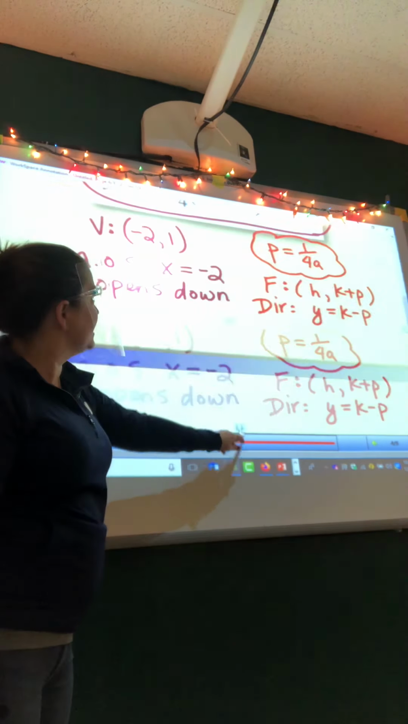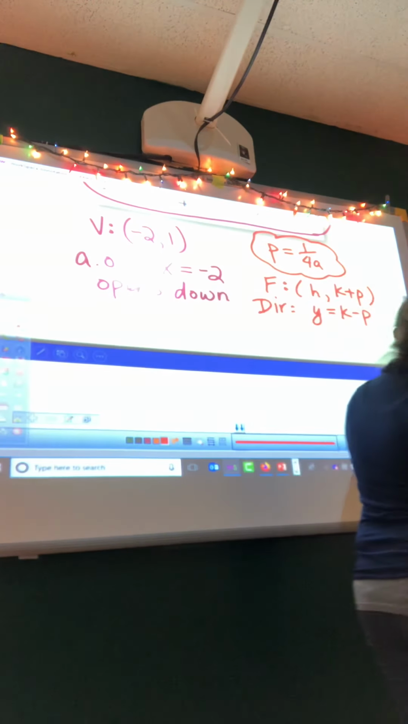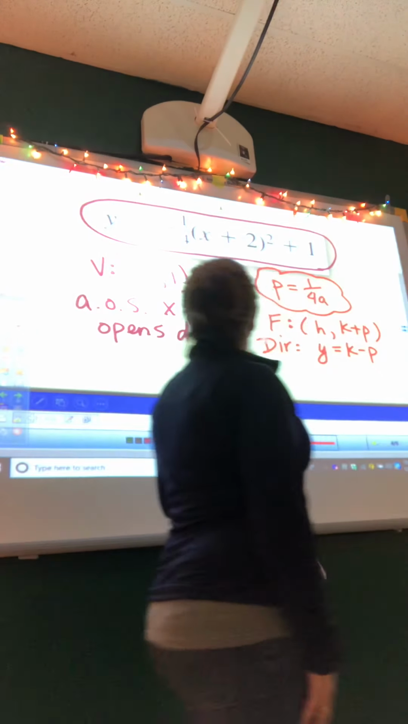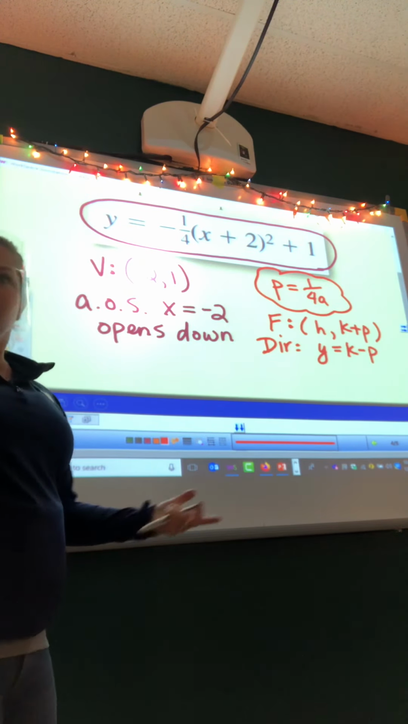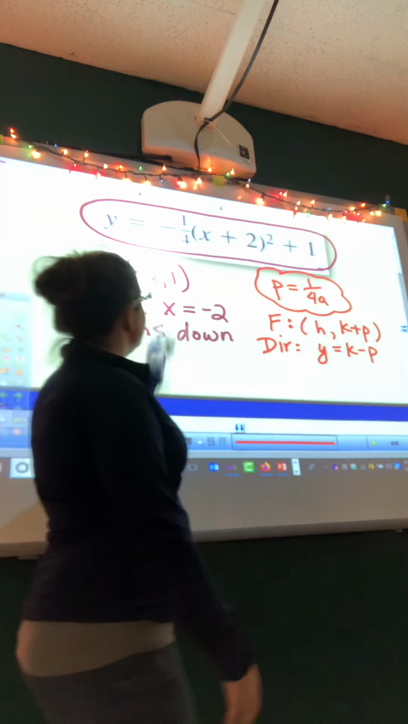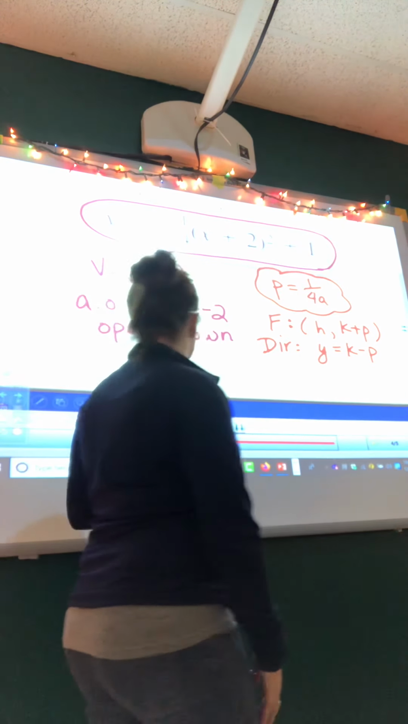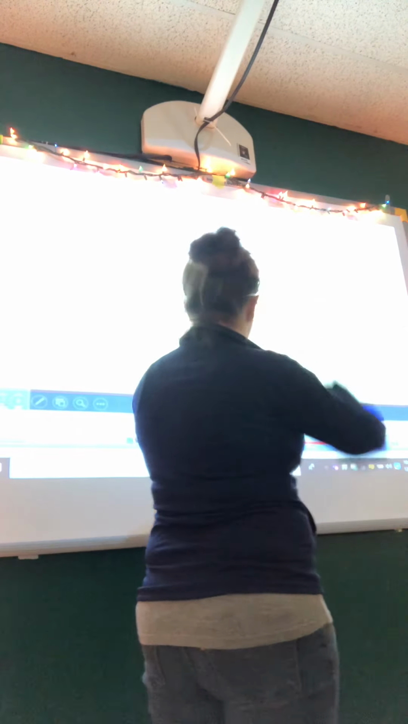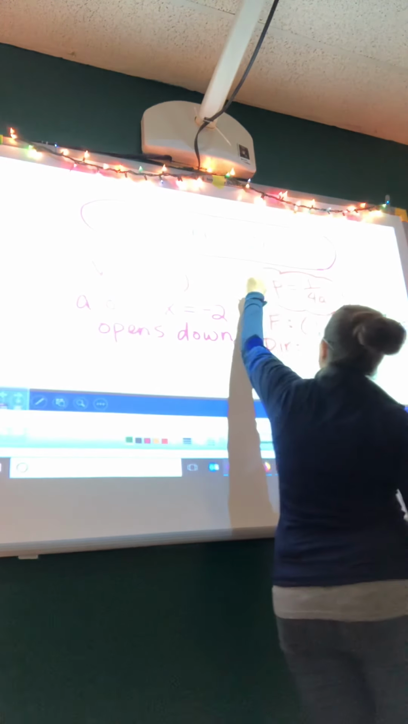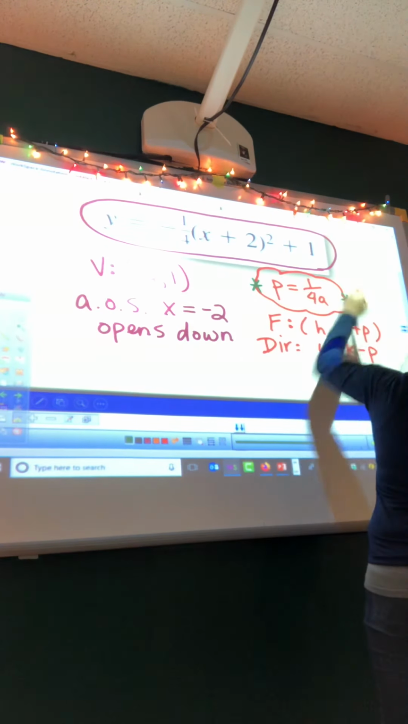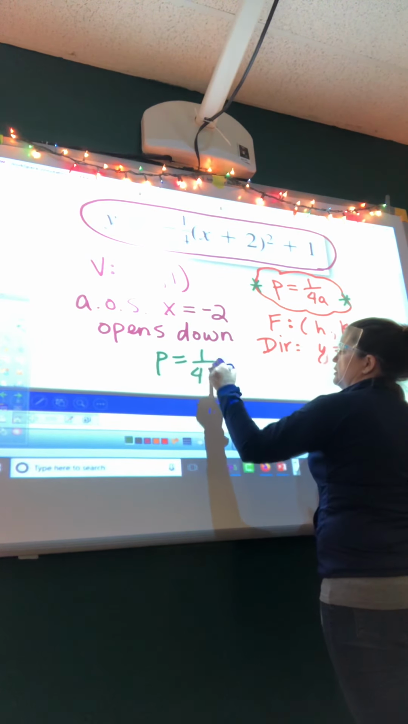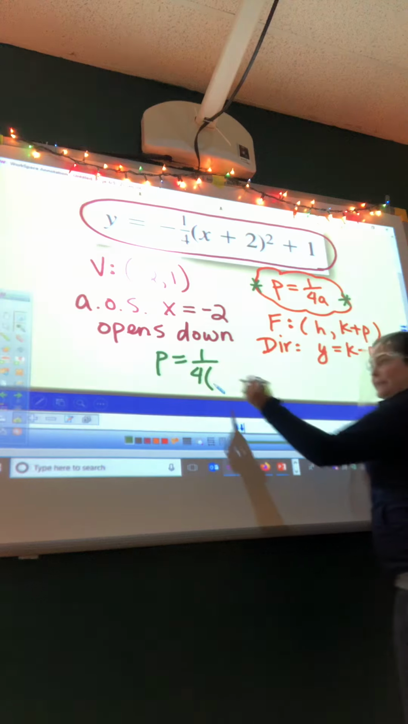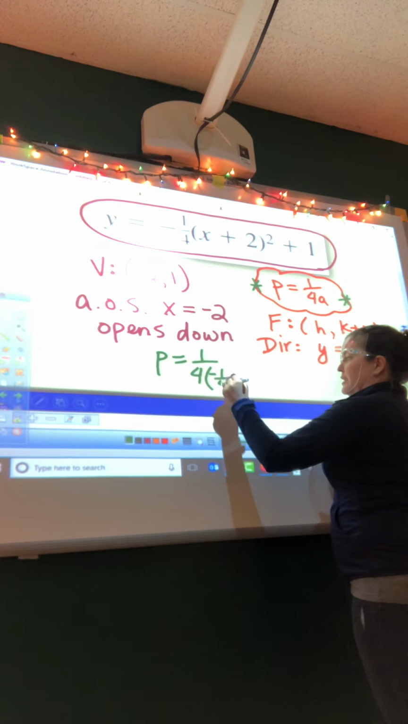So, looking at our equation, what is the A of that equation? -1/4, right? Because you did tell me that was in vertex form. So, we're going to apply this formula right here. And we have P equals 1/4. You just told me that -1/4 was my A.